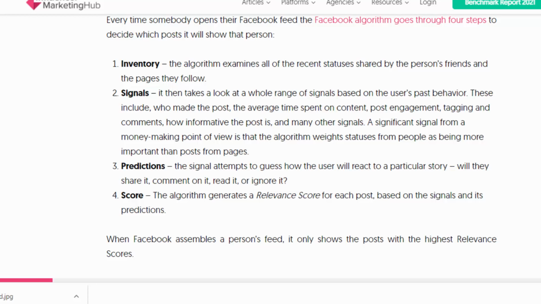Number 3, predictions. This signal attempts to guess how the user will react to a particular story. Will they share it, comment on it, read it, or ignore it? Number 4, score. The algorithm generates a relevance score for each post based on the signals and its predictions. When Facebook assembles a person's feed, it only shows the posts with the highest relevance score.